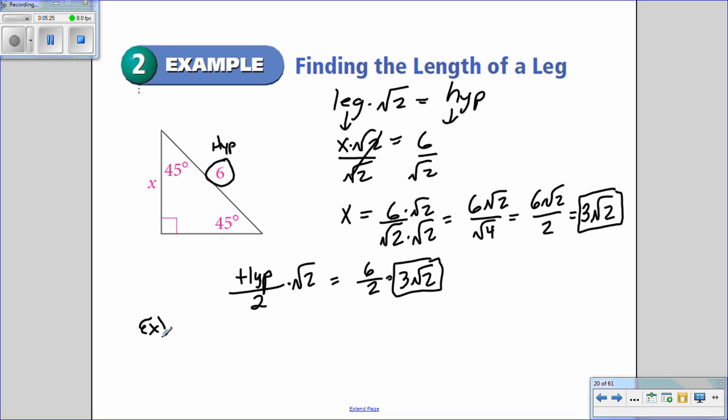An additional example, let's see if we can summarize this. If the hypotenuse was 8, if I use my shortcut here, I divide 8 by 2 and put the square root of 2 on the end. That would make our legs 4 square root of 2.